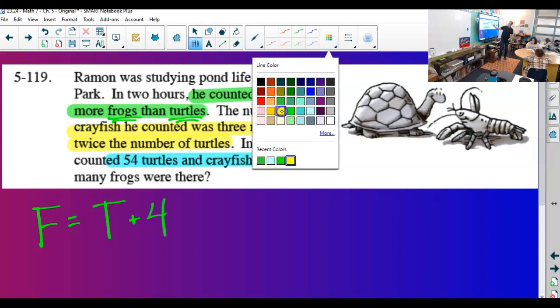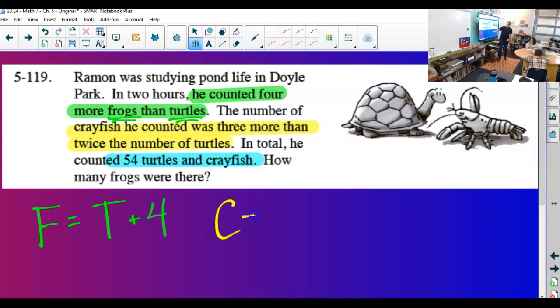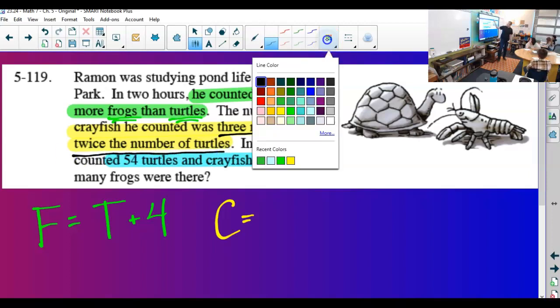Jane, what could I write for the crawfish? Or sorry, crayfish. They are 2 different animals. I don't know if I did this right, but I did times 2. So, I'm going to break this apart. 3 more than. Am I going to start by writing the 3? No, because I got to figure out what am I 3 more than. What am I 3 more than? Twice the number of turtles.